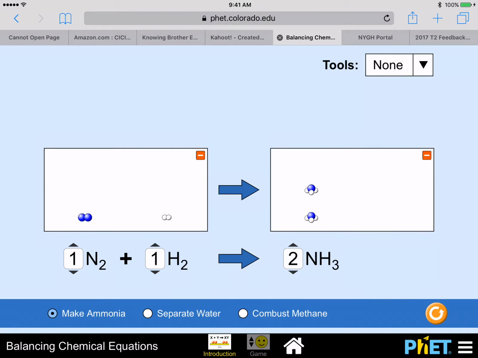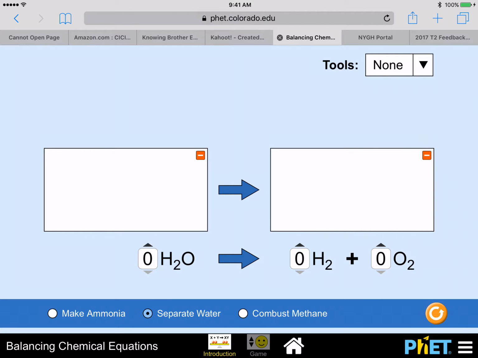How can I make it such that the number of hydrogen atoms will balance on both sides? Okay, yes, so I need to multiply the hydrogen by 3. Okay, you see a smiley face, that means that it's correct. Now let's move on. Try to separate water. Okay, how can I do so?